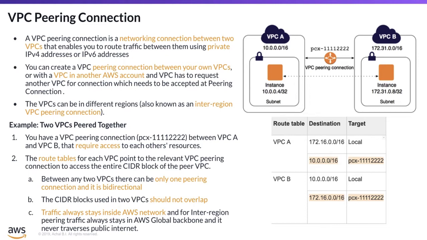I'm sorry, I think there is a mistake in this route table block. VPC A and VPC B have to be interchanged. VPC A actually owns 10.0.0.0/16, but here I have mentioned the 172 block. So there's a typo here. The first table is basically VPC B, and the second table has to be VPC A.